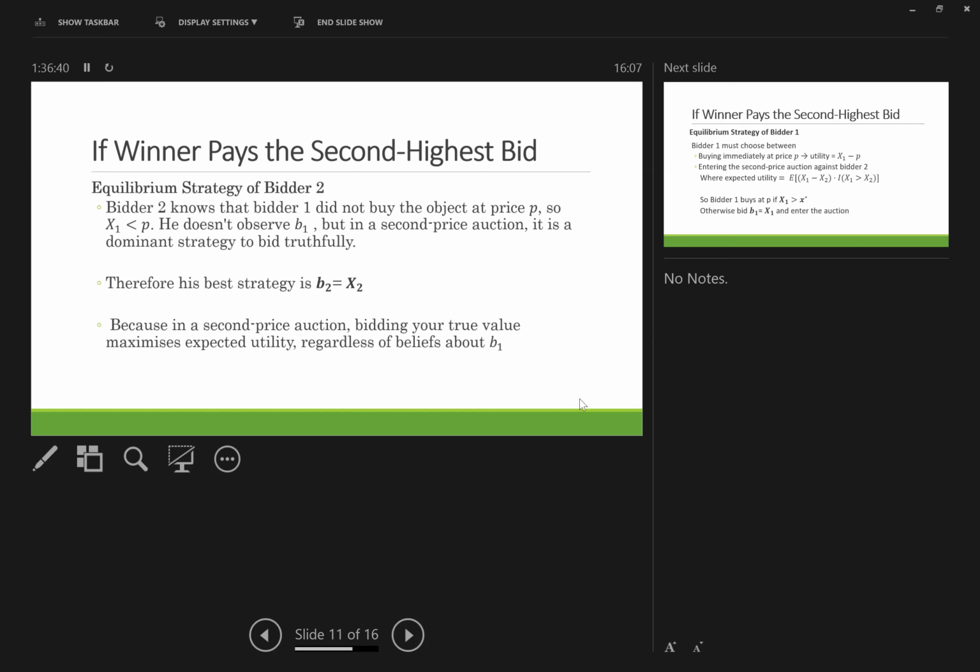So we say that because in a second price auction, bidding your true value maximizes expected utility regardless of beliefs about B1, it is best to always bid your true value. Any question?